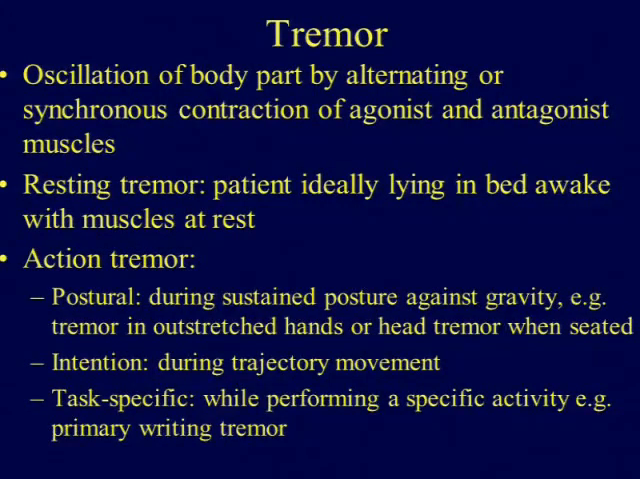Action tremor is basically either postural tremor, intention tremor, or task-specific tremor. Postural tremor is when you have your hands out in front of you in a sustained fashion, or when your head is shaking, when you have head tremor. If you're sitting down, your neck muscles are supporting your head, so that would be a postural tremor. You don't want to call a head tremor a resting tremor when you're seated. It's only a resting tremor if you're lying down with gravity basically overcome, with the head on the pillow. Intention tremor is this trajectory tremor that you see with a finger to nose test, and task-specific tremor is mostly seen during the task of writing in most people.